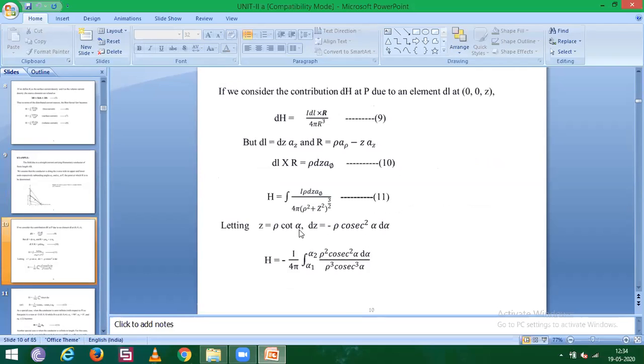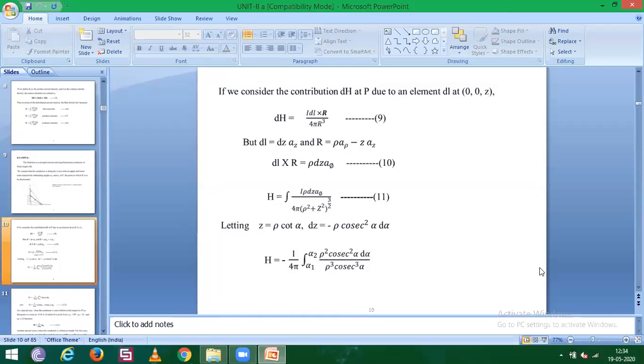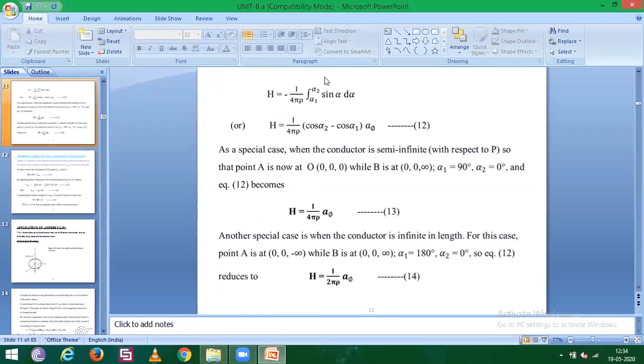So we substitute the values of pz and z in the above expression. So it is rho square cosecant square alpha d alpha divided by rho cube cosecant cube alpha. Now when we cancel out these terms, we will end up with 1 by rho cosecant alpha. So 1 by cosecant alpha is sin alpha, so integration of sine is minus cos, so minus minus plus cos of alpha from alpha 1 to alpha 2, and we substitute the limits, right?